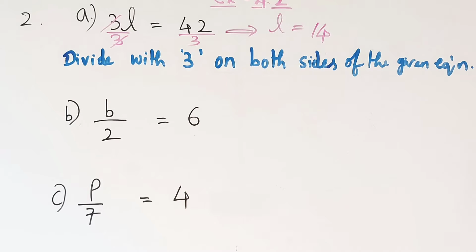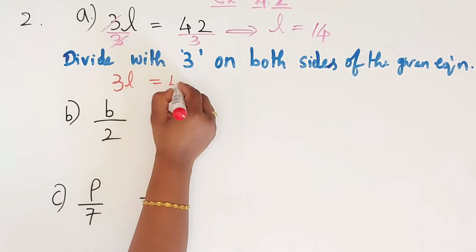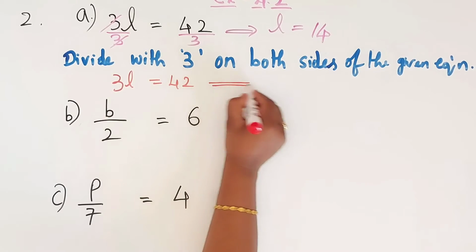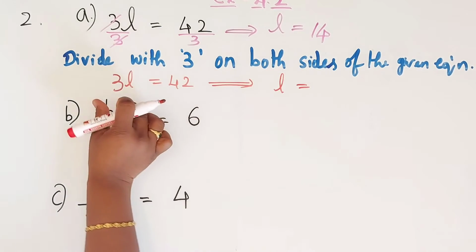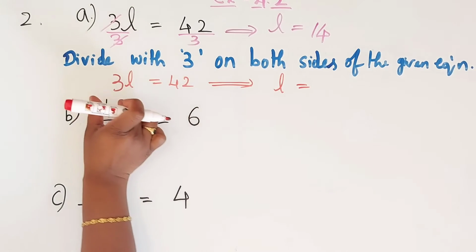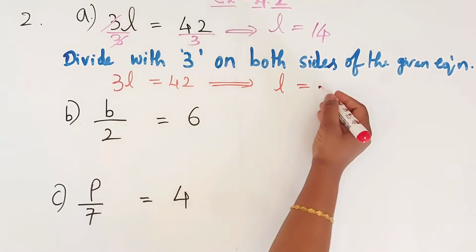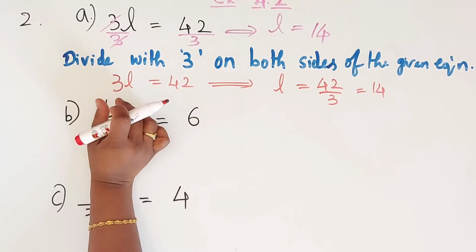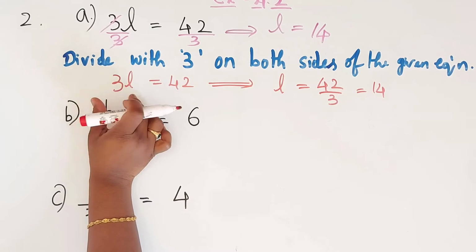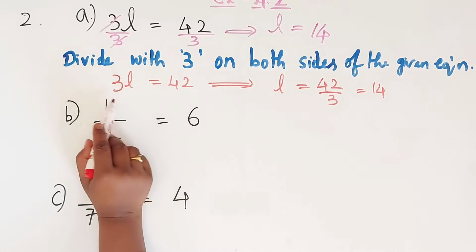Or else we can do directly also. As I said before, 3L equal to 42. This is the question they have given. Now we want only L. So keep L here. Send this 3 to the right hand side. 3 is multiplying here. When it goes to the right hand side, it will divide. So 42 by 3, that equals 14. Here the constant is multiplying the variable. If you send it to the right hand side, it will divide.